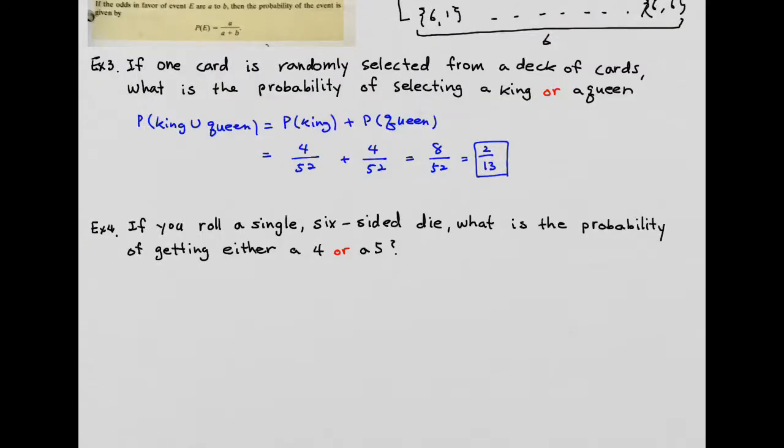Example 4. If you roll a single die, what is the probability of getting either a 4 or a 5? So there's another "or." In order to find the "or" probabilities, we need to add those two. So the probability of getting a 4 or 5 is the same as the probability of getting a 4 plus the probability of getting a 5. This is a single die, so it has 6 sides: 1 out of 6 plus 1 out of 6, which is 2 over 6. That's 1/3.